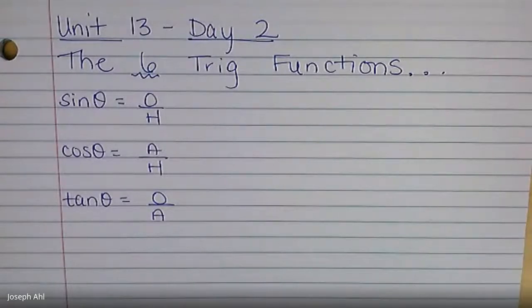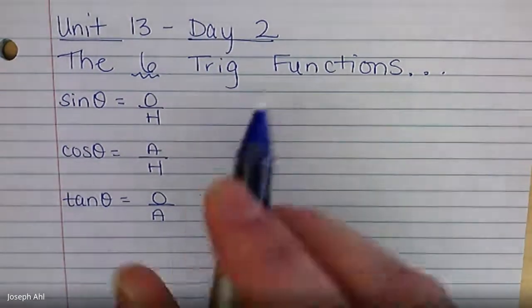Today we're going to extend our knowledge of the three basic trig functions to talk about, yes, 6 different trig functions. We already know SOHCAHTOA: sine is opposite over hypotenuse, cosine is adjacent over hypotenuse, and tan is opposite over adjacent. But today we're going to talk about the names for what are called the reciprocal trig functions.